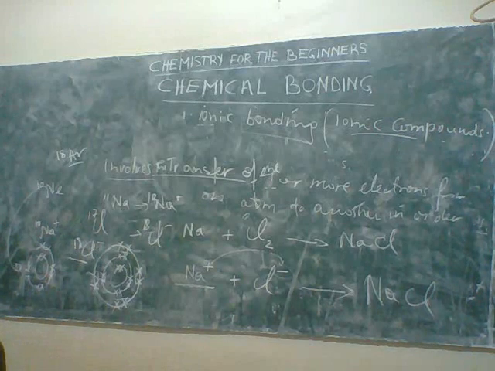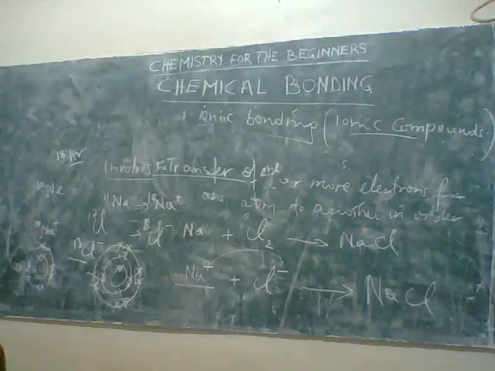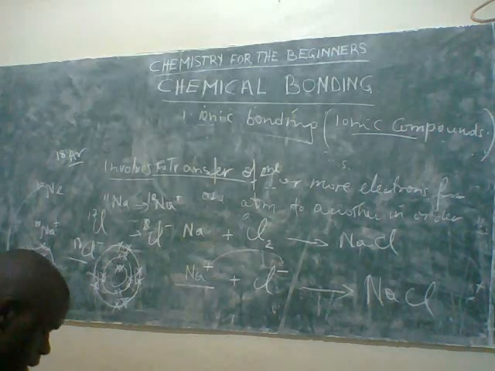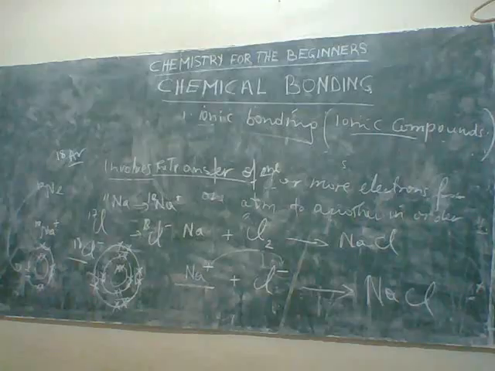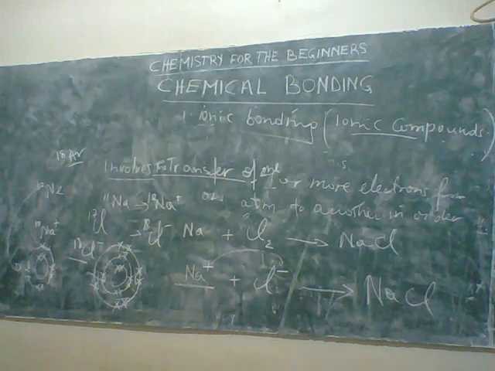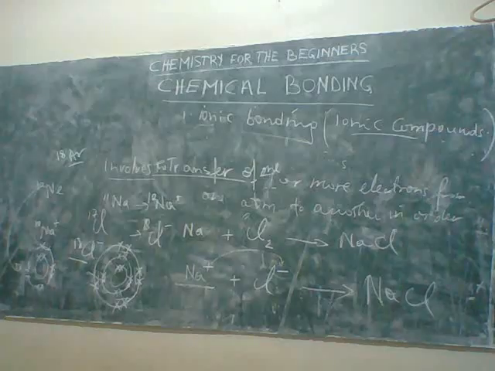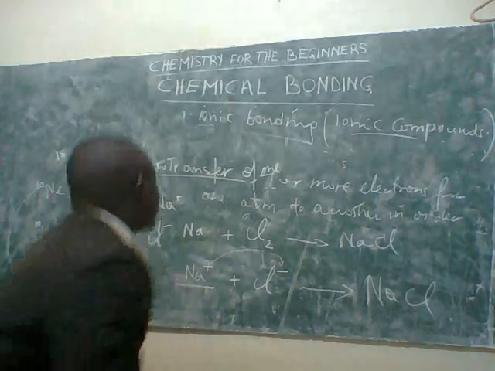So this is what I can tell you for this first explanation. We are still on the ionic bonding, but we can also see the factors that favor the formation of ionic bonding. Let us see.